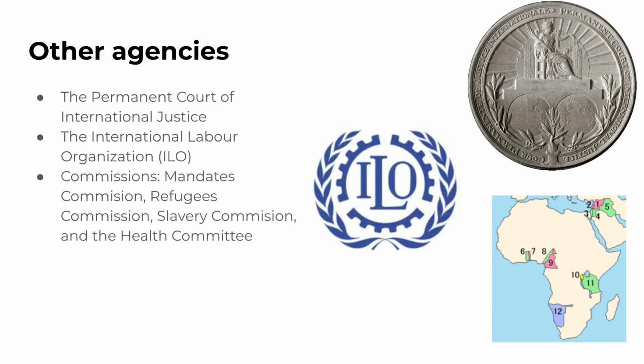Other agencies. The Permanent Court of International Justice helped maintain peace by resolving legal disputes between countries that agreed to submit their cases. It also provided non-binding legal advice to the League's Assembly and Council on complex international matters.